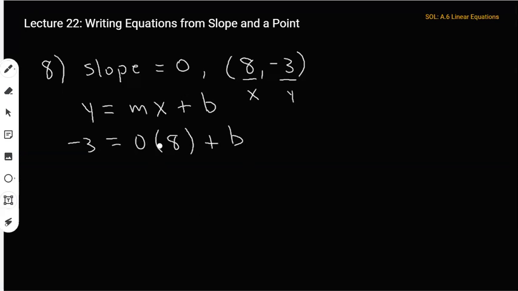So now 0 times 8 is going to give me 0. I keep everything else the same. Now, if I add 0 to anything, it's not going to change what I add it to. So 0 plus b is just going to give me b. So b has to be -3 for this to work.